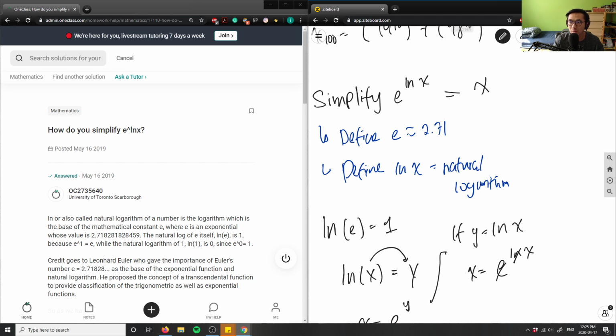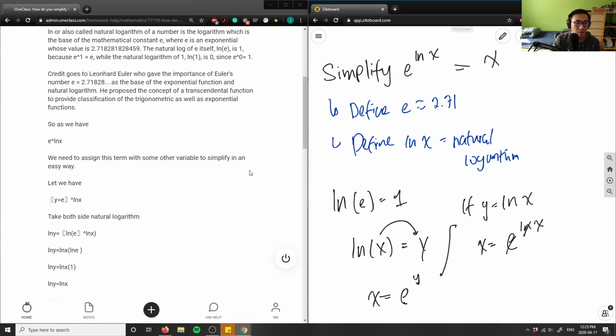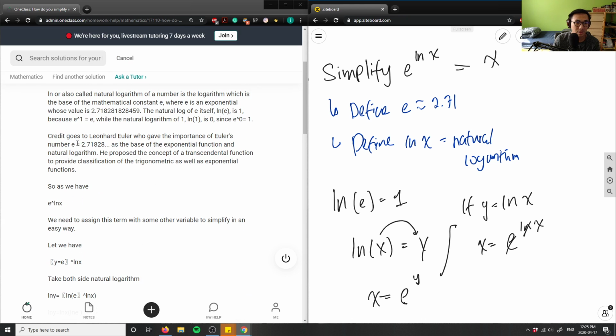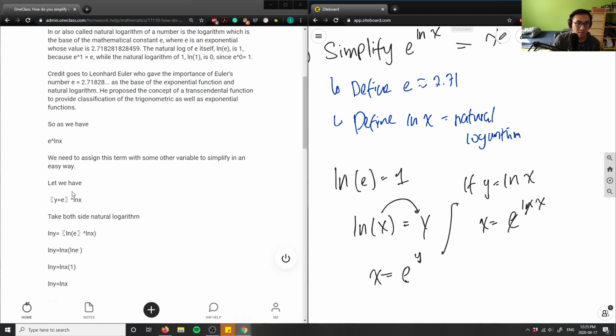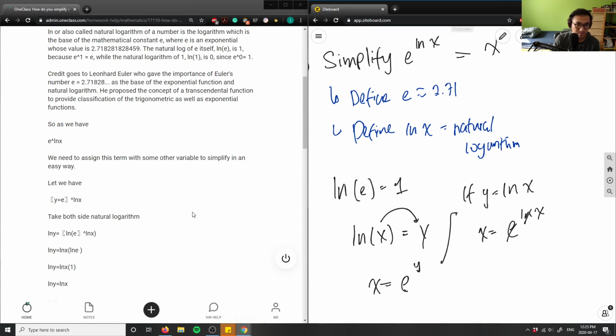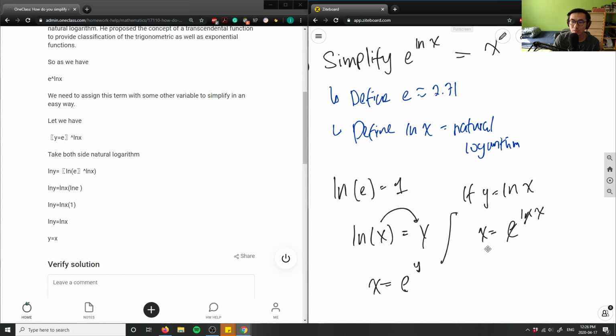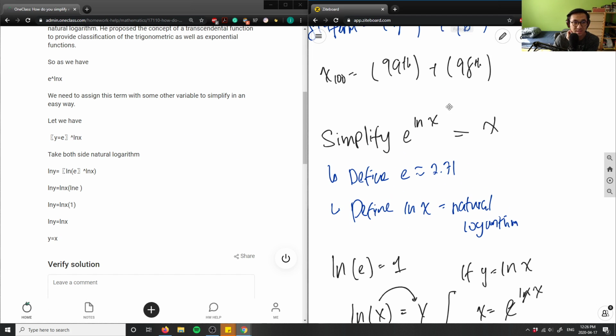So let's look at their solution here. There we go. What they did was, we have e to the power of ln x. We have to decide some variable to simplify in an easy way. So they wrote y equals e to the power of ln x. We take the natural logarithm of both sides. So you have ln y equals ln e to the power of ln x. And you have ln x divided by ln e, which is simply just 1. So ln y equals ln x, which means y equals x. So in this case, this simply equals x. This just cancels itself out.